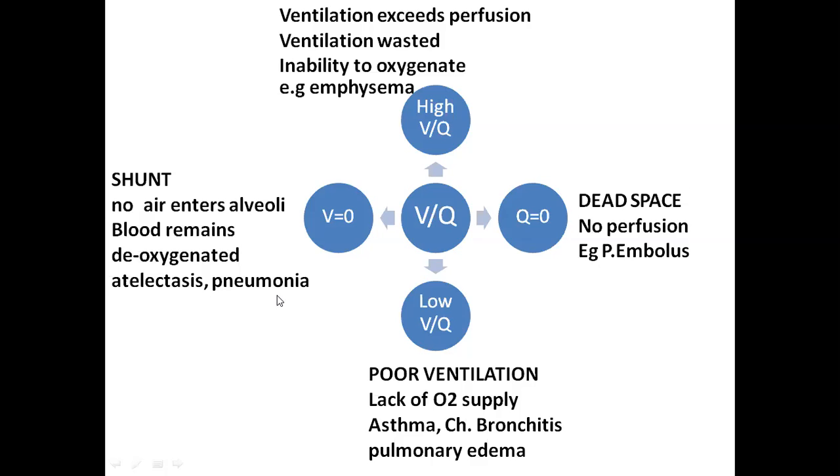When there is no entry of oxygen or air into the alveoli, blood cannot receive oxygen. So these two conditions, V equal to 0 or Q equal to 0, both of these conditions will kill the animal or person within minutes. Whereas a high V/Q value is not a big issue, but poor ventilation also is a somewhat problematic condition. So depending on these conditions, respiratory movements will be controlled.